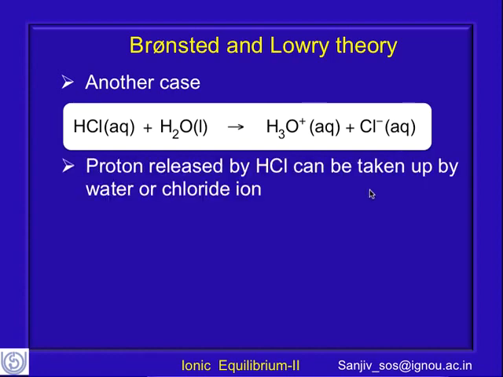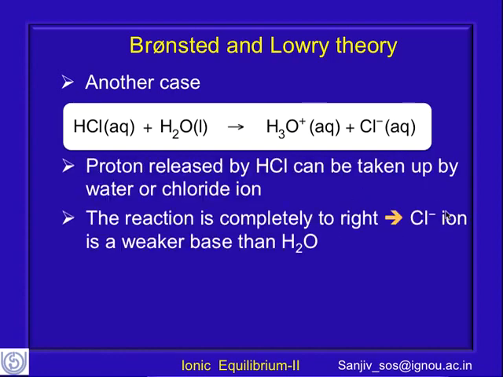This means that the chloride ion is a weaker base than water. Had it been stronger, the reaction would have gone like this. That means H2O is a very, very strong base as compared to the chloride ion. That's why the reaction is going in the forward direction: since it is a strong base, it will take the proton from HCl and go in the forward direction.